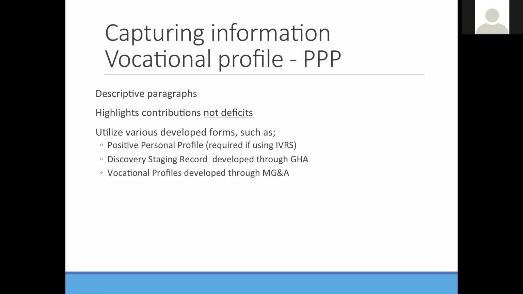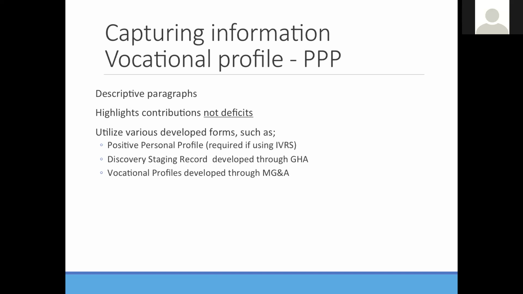So we're going to do the home visit. We'll model that. We'll fill out that positive personal profile together. And again, as we complete the positive personal profile, we're only highlighting contributions. We're not talking about, here's a laundry list of the things that a person can't do. That's not the intent. And you can use various development forms to help guide you through the process if you want.